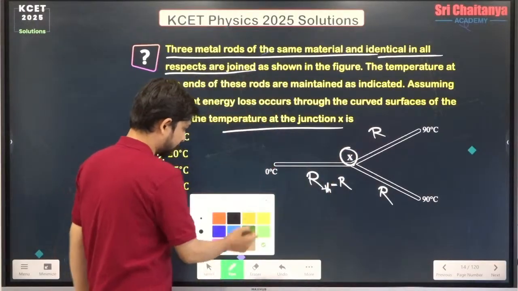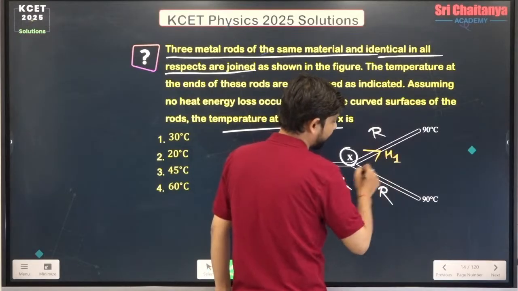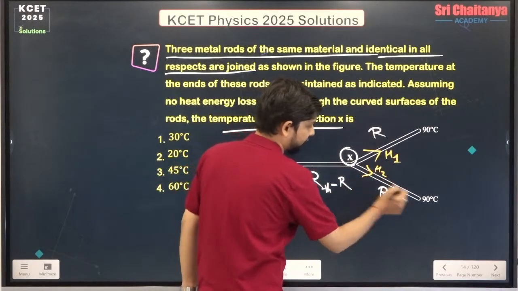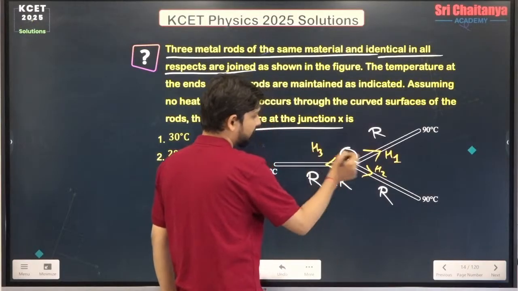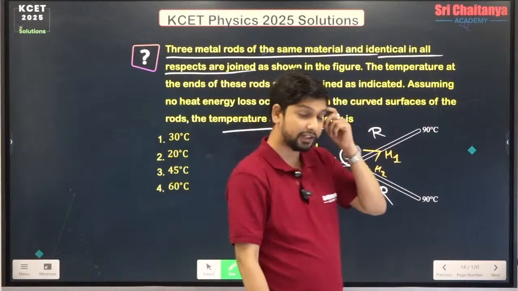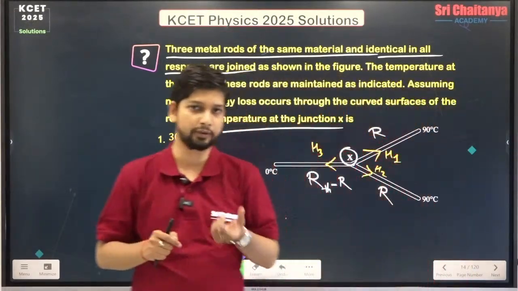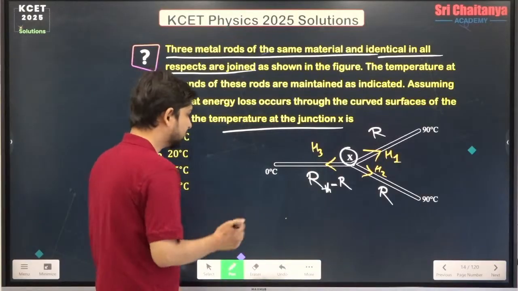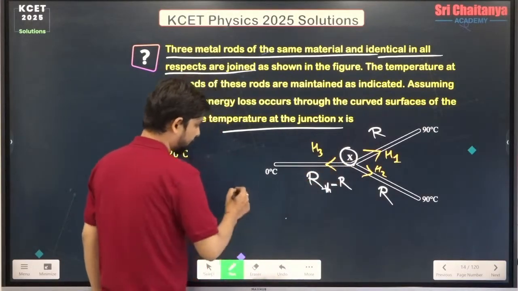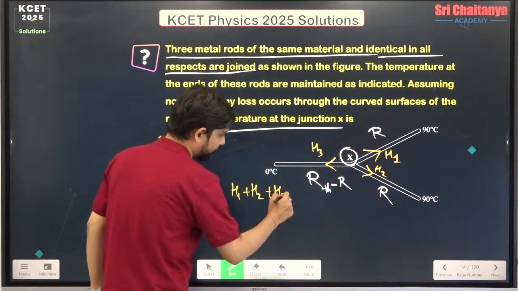So what we can say? Let's assume that some heat current is going to flow from this point to this point, some heat current is going to flow from this point to this point, and some heat current is going to flow from this point to this point. Now what do we know from Kirchhoff's law? That the total current from any junction at a steady state is going to be 0. The total outgoing or total incoming current. So we have assumed the total outgoing current. So H1 plus H2 plus H3 should be equal to 0.